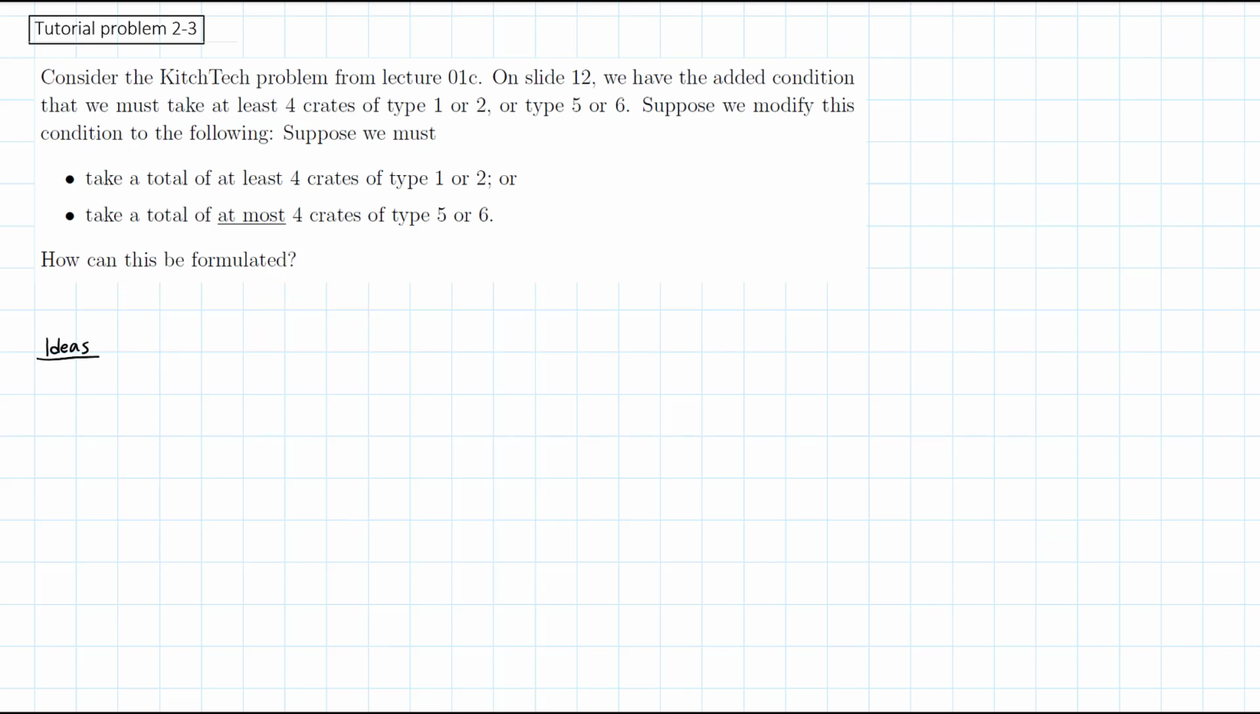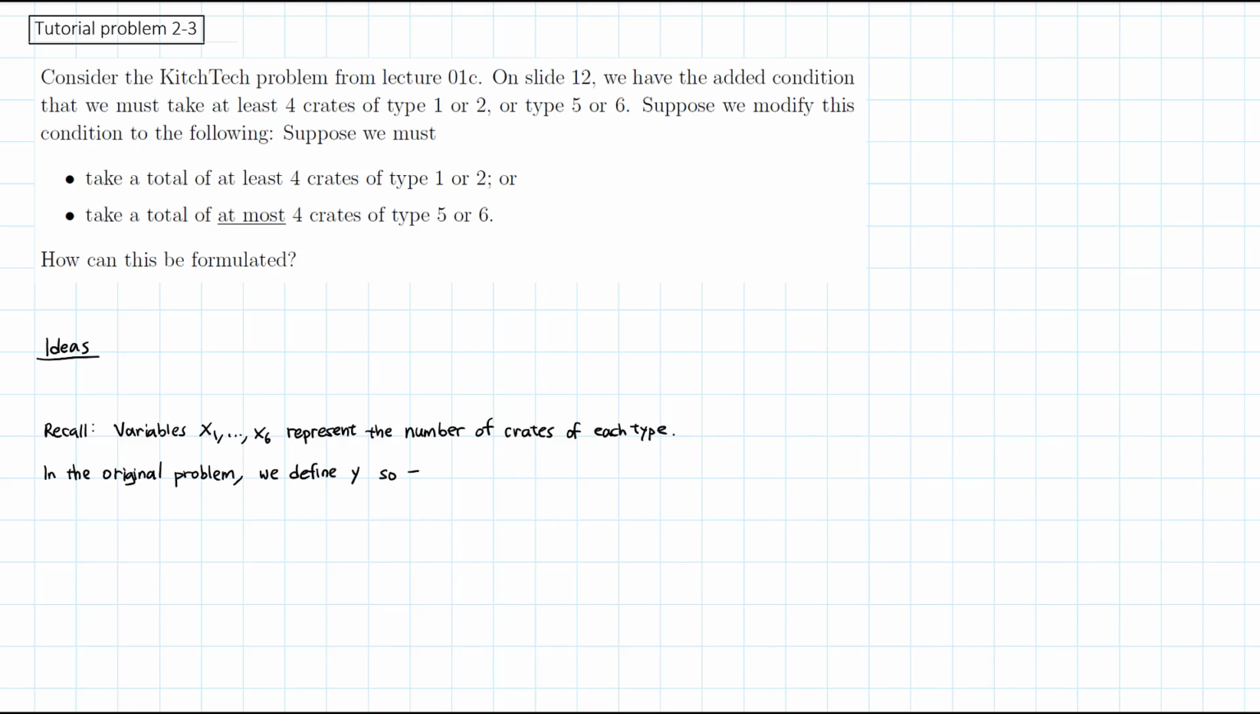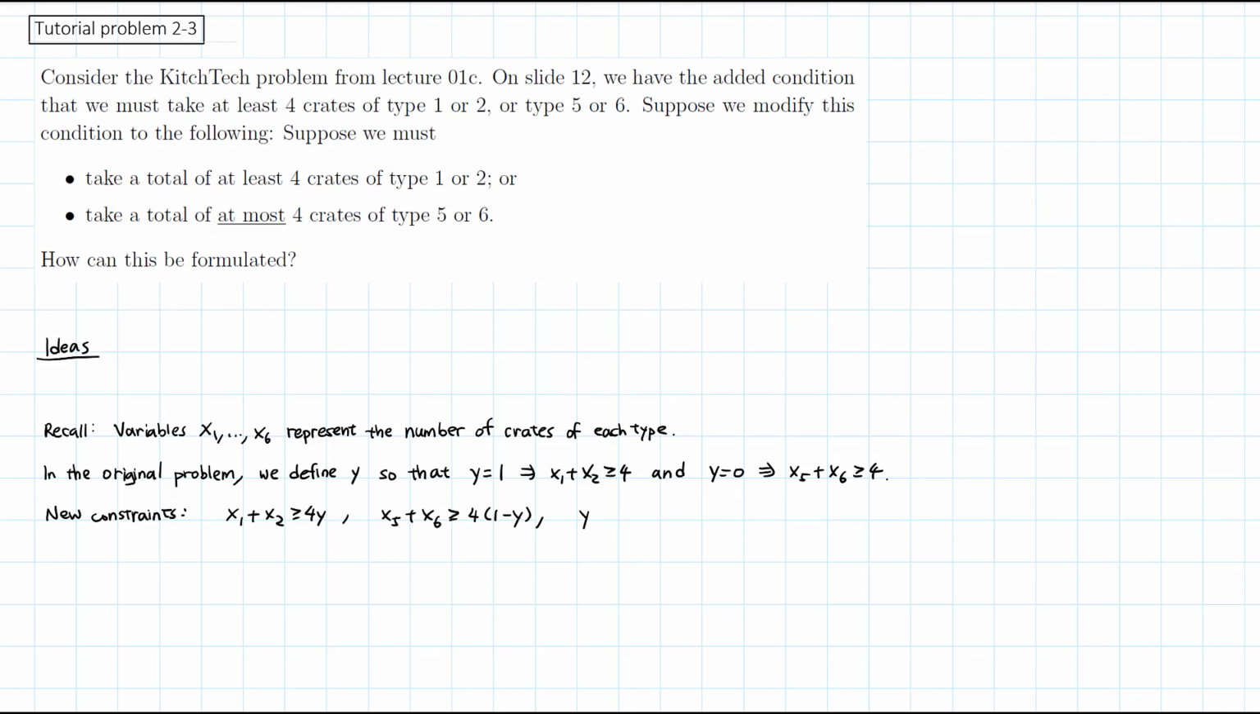We start by recalling what was the solution to the original problem. We had variables x1 to x6 representing the number of crates of each type. In the original problem, we define a new binary variable y so that y equals 1 implies the first condition holds, x1 plus x2 is at least 4. And y is equal to 0 implies that the second condition holds, x5 plus x6 is at least 4. And we added the new constraints, x1 plus x2 is at least 4y, x5 plus x6 is at least 4 times 1 minus y, and y is 0 or 1.